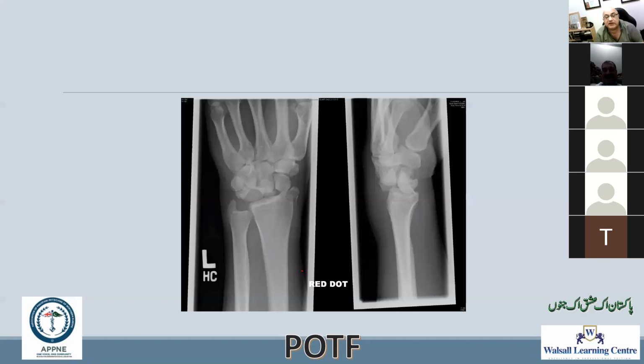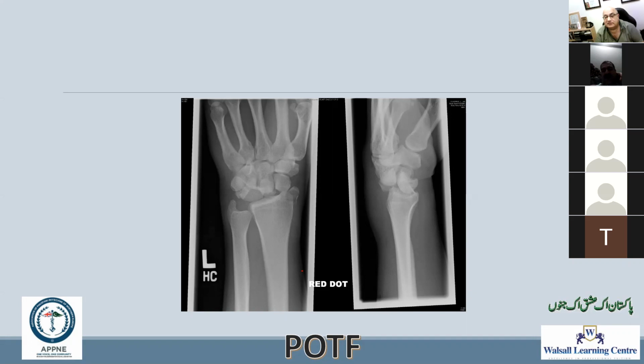So what will you do with a perilunate dislocation? What are you going to do? Perilunate, sir, I will try. So this is an emergency. You have to take the patient to theater as soon as possible. Yes, sir. You will try to close reduce it. Closed reduction, but if it doesn't reduce closed, you have to open volarly or dorsally.